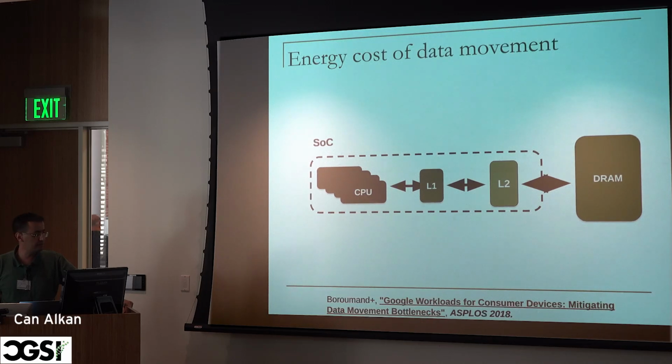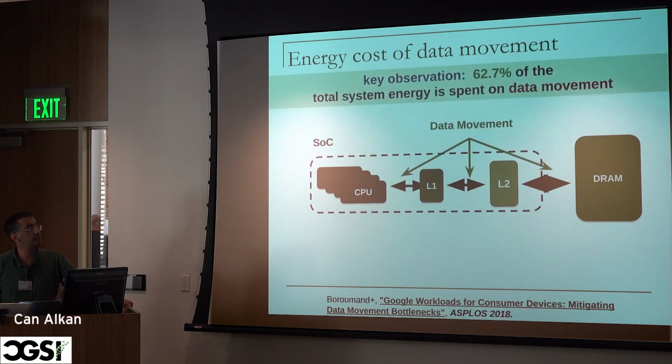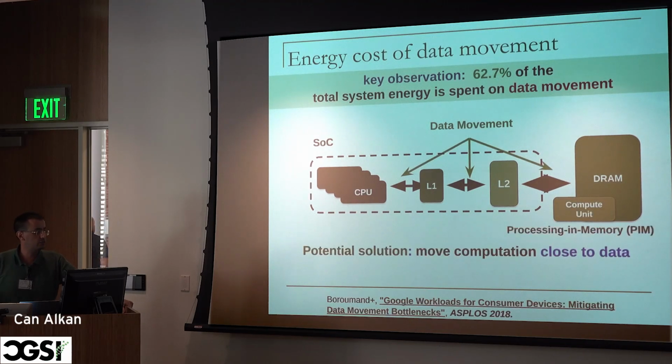This is a study our collaborators did in 2018. They realized that about 93% of the total system energy consumption is wasted in data transfer on the memory bus, between the CPU and the main memory. So one potential solution is to move the computation close to the data. Here the CPU is on the far left side and the DRAM is on the far right side. We just put some compute unit right next to the memory, which is basically the processing in-memory technologies.